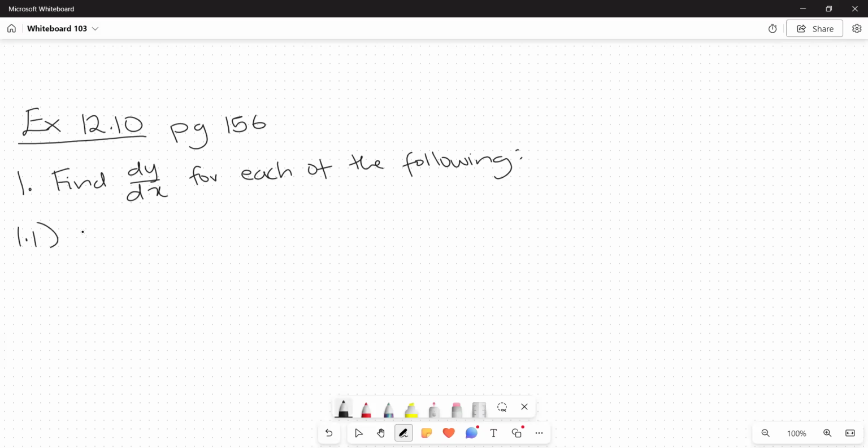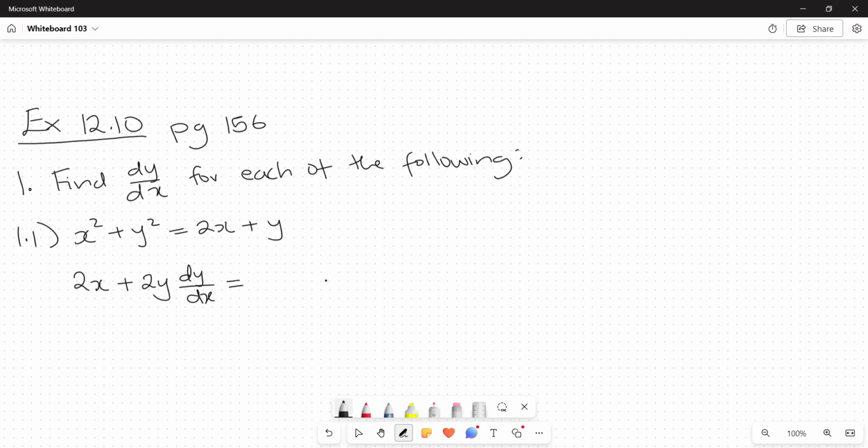1.1, we have x squared plus y squared is equal to 2x plus y. Okay, so simple and straightforward. We just differentiate. On the left-hand side, the derivative of x squared is 2x. The derivative of y squared is 2y, and then we multiply by the derivative of y, which is dy/dx, which of course you know can be written as y prime. They mean the same thing.